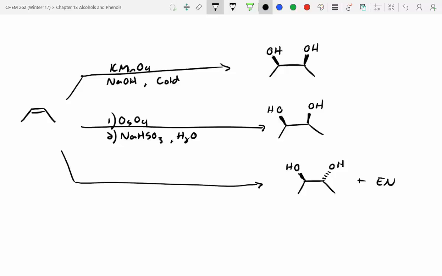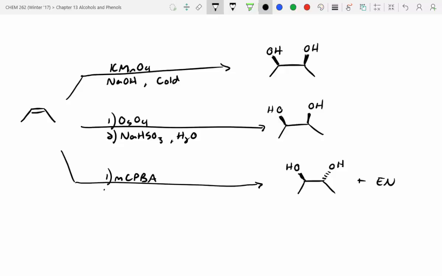Yeah, mCPBA. This is going to come back next chapter a lot. Does anybody remember what mCPBA stands for? Meta-chloro. Yeah, it's metachloroperoxybenzoic acid. So any peroxy acid will work in this step. If you see it on Sapling, I'm trying to remember the one they use. They use peroxyacetic acid, I think, pretty regularly, but any peroxy acid will work.